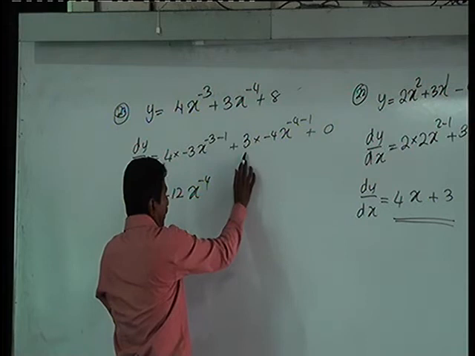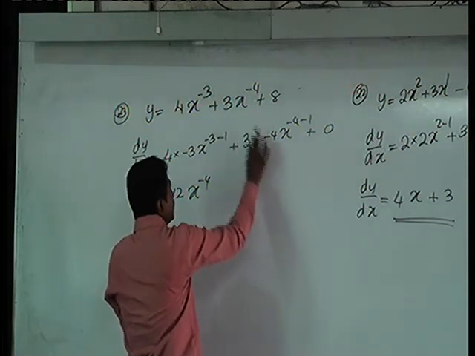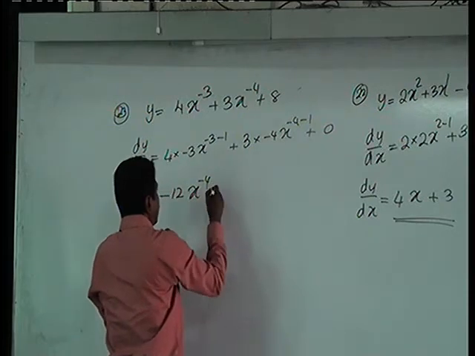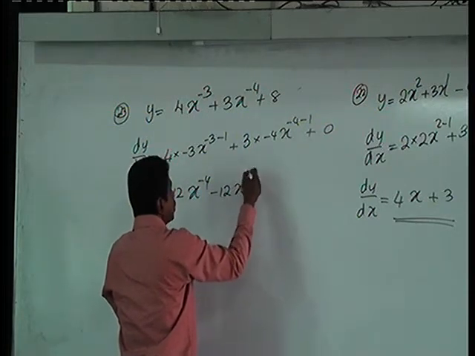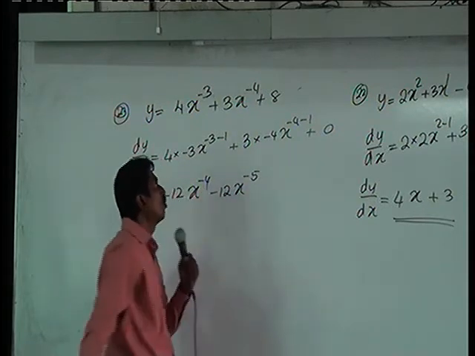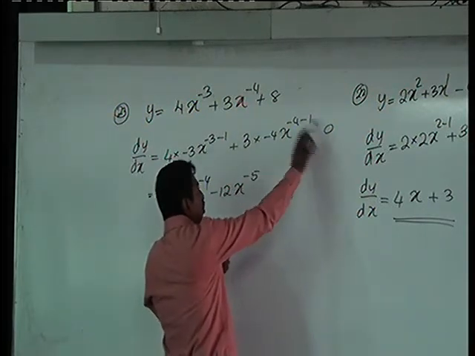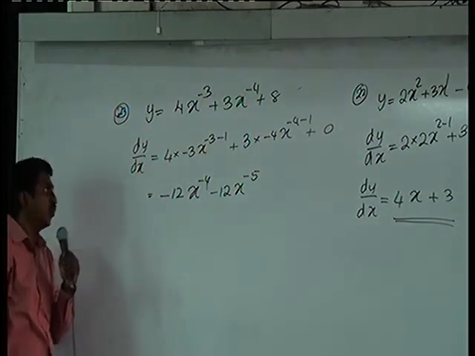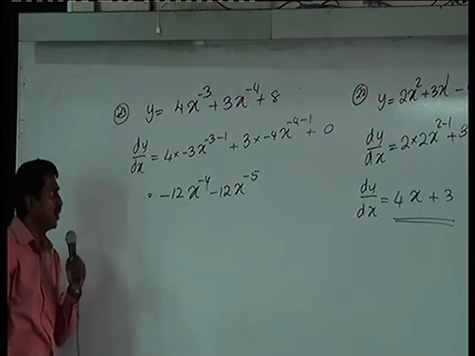3 is a coefficient, keep it as it is. Minus 4 x to the power minus 4 minus 1. Minus 4 into 3, that is again minus 12 x to the power minus 5. So the constant becomes 0. So the answer is minus 12 x to the power minus 4 minus 12 x to the power minus 5.